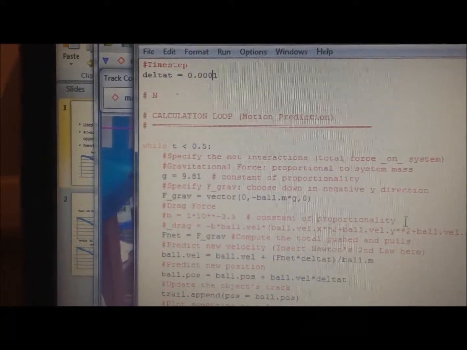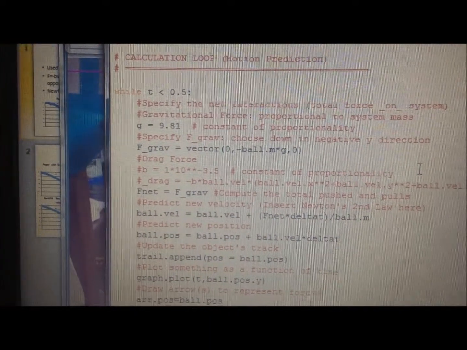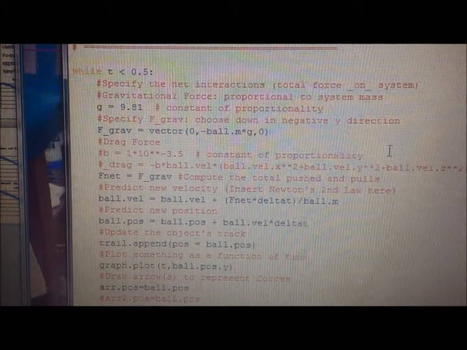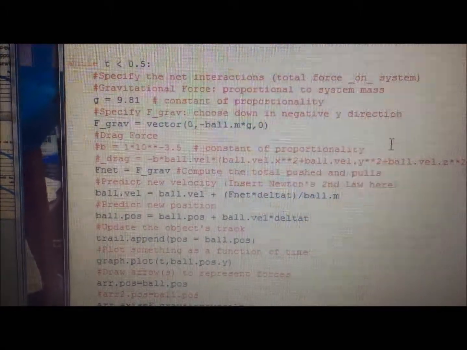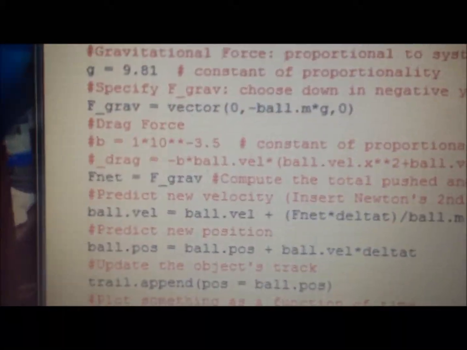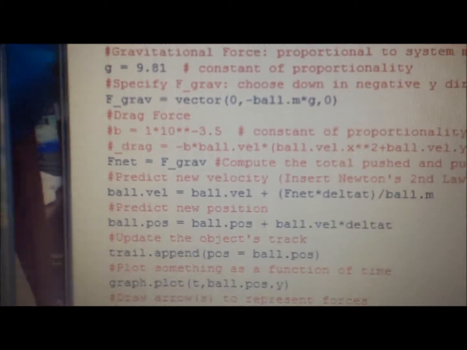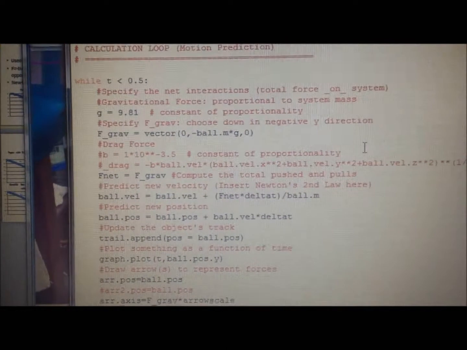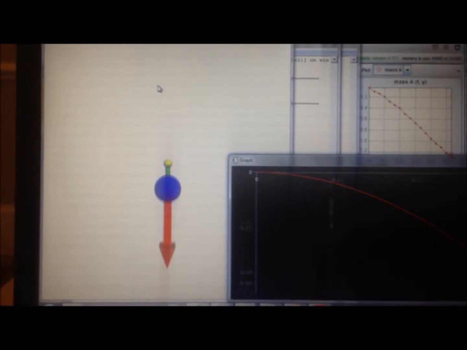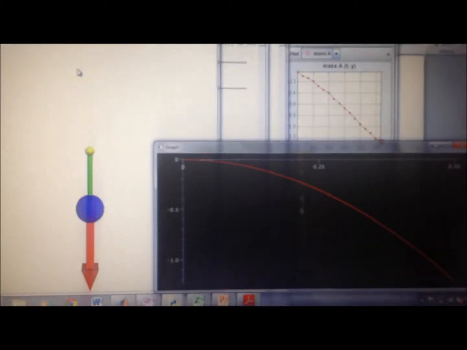When I go down here, I used Newton's second law and set F net equal to the force of gravity, which is labeled up here. And then I put an arrow so you can see the only force acting on the object is gravity. I'll run this, and you can see it falling quickly due to only the force of gravity.